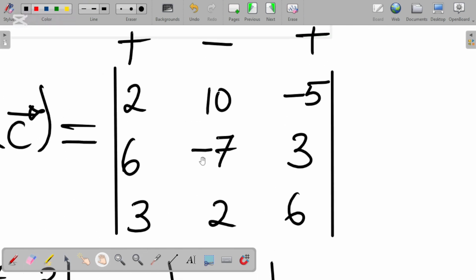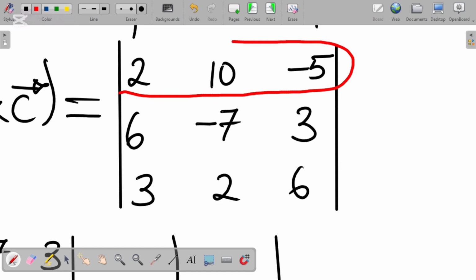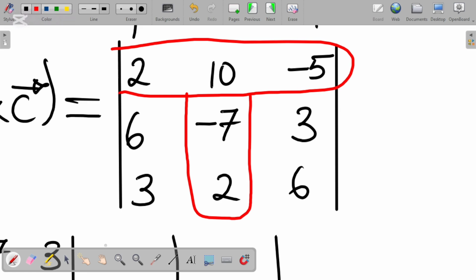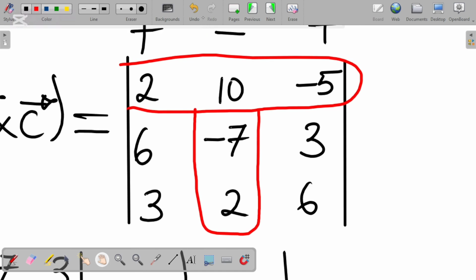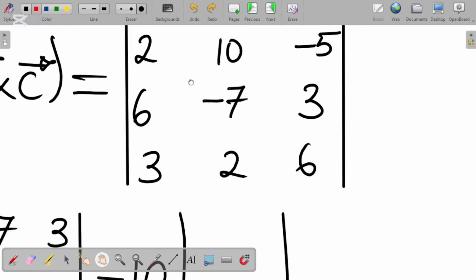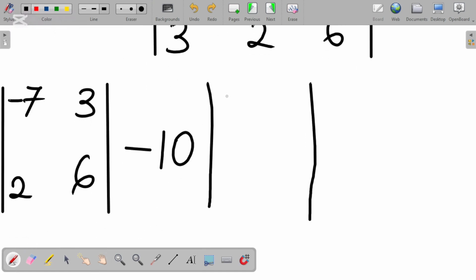All right, we're going to do the same thing here. Erase the horizontal related to 10 and the vertical. For the horizontal related to 10, this is it. And for the vertical, this is it. So what are the numbers left? We have 6, 3, 3, and 6.